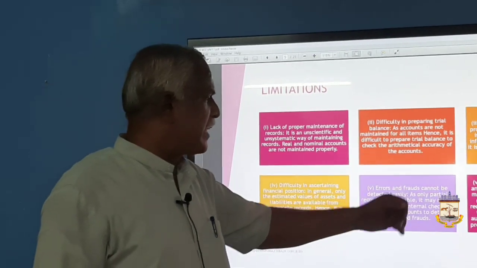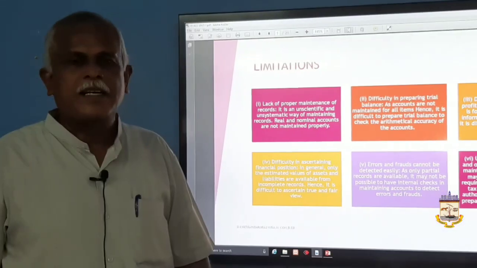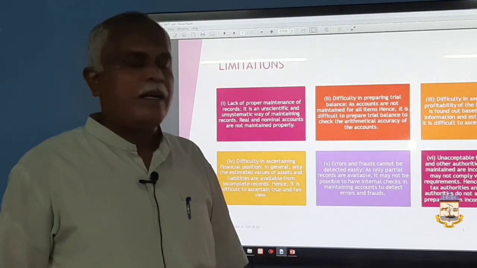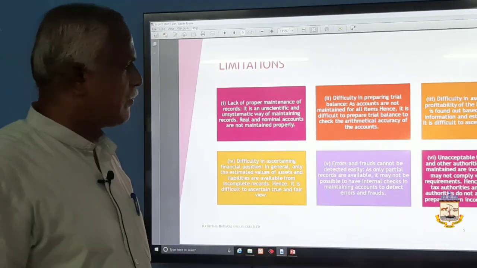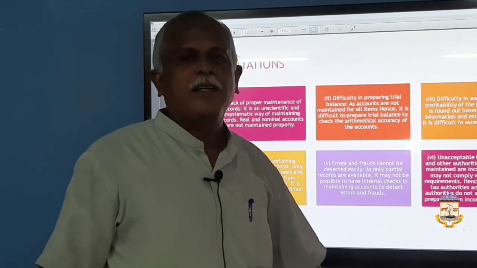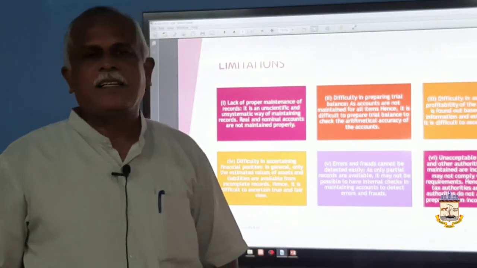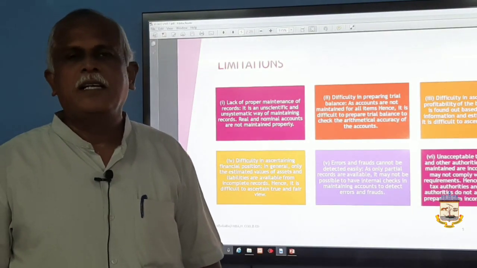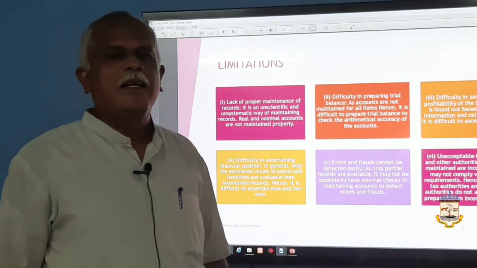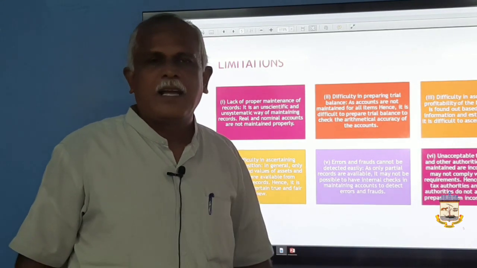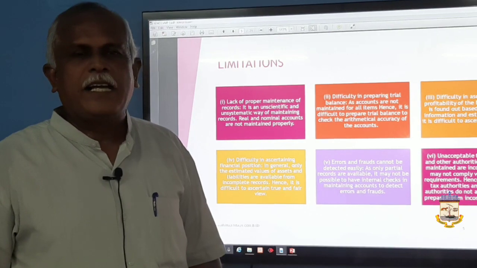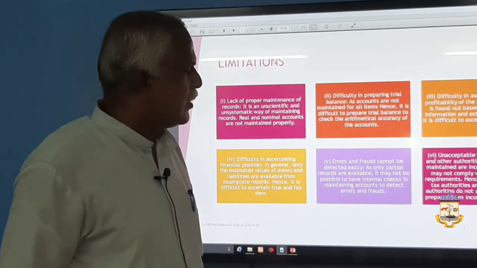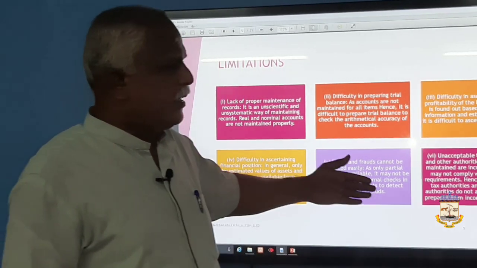Errors and frauds cannot be detected easily. Under single entry system, it is very difficult to find out errors committed by the accountant, and it cannot be rectified also. Unacceptable to the government authorities. Tax authorities, as per law, approve only the books of accounts which are maintained under double entry system, and since this is an incomplete record, they don't take it into account at all. Those records are incomplete since they don't approve it. So these are the limitations.